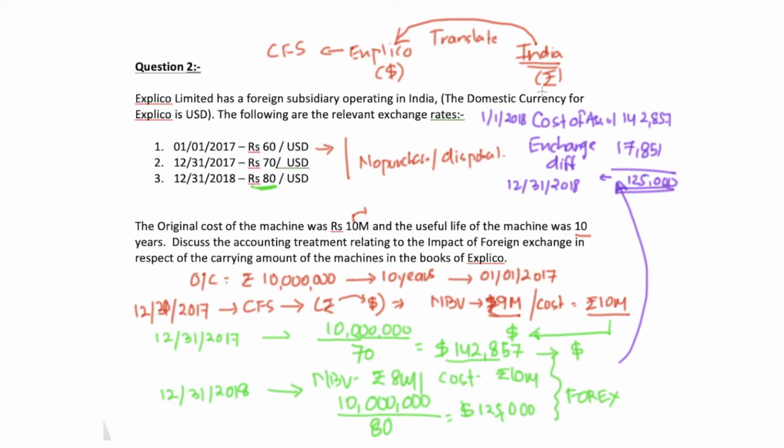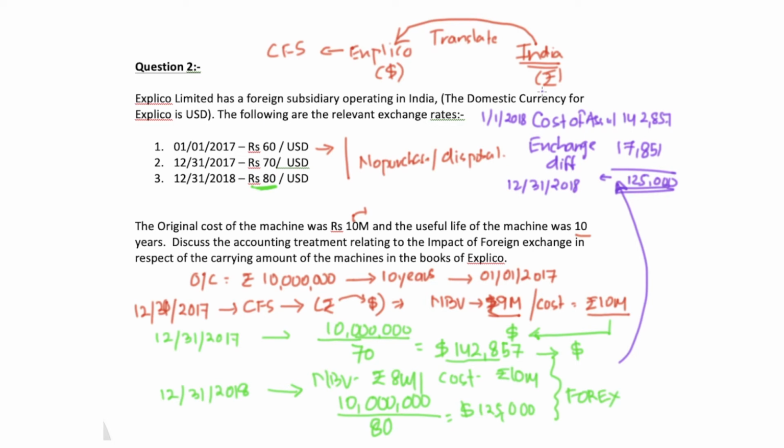To sum up, the cost was 142. There is an exchange difference of 17,851, due to which the cost of the asset reported in the notes is 125,000. We will do the same thing for the accumulated depreciation as well, in order to arrive at the net book value. Hence, this question summarizes the impact of the foreign exchange differences in the books of accounts.